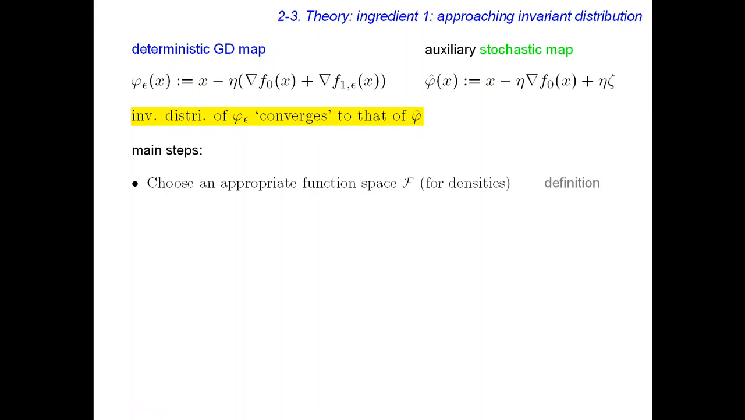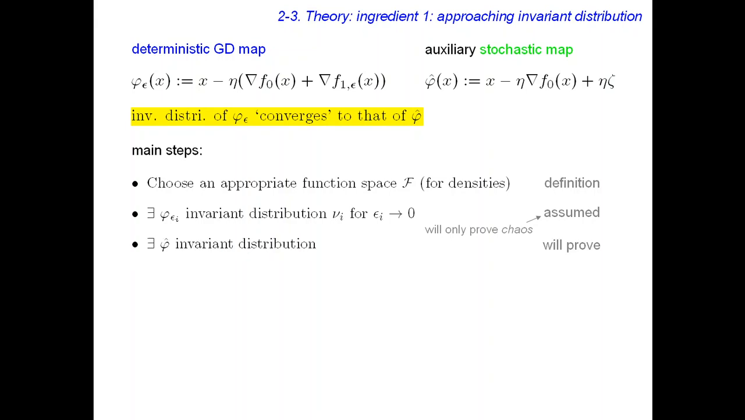First of all, we have to choose an appropriate function space. That's a space that contains densities that we're interested in this discussion. This is just a definition, although you do have to choose the correct function space. And then we need the existence of invariant distributions for phi, or more precisely, I need that there exists a sequence of invariant distributions for different epsilon values that converge to 0. This is something, like I said, assumed, because we can only prove chaos, which is actually a necessary condition for this assumption. And then we also need the existence of the invariant distribution of phi hat, and this is actually something that can be proved, and I will actually do it later.